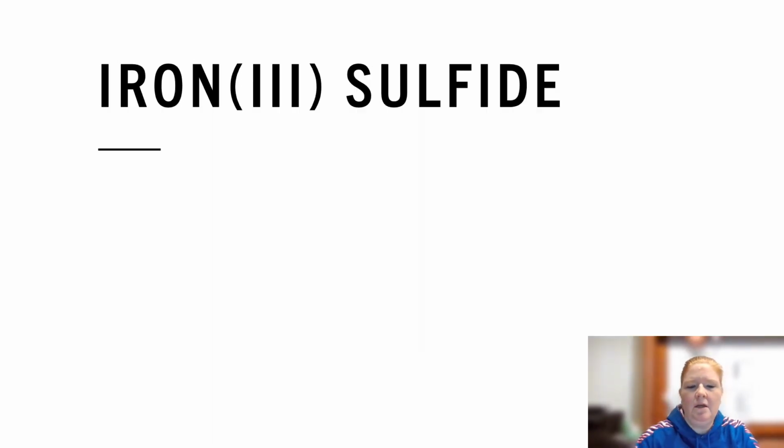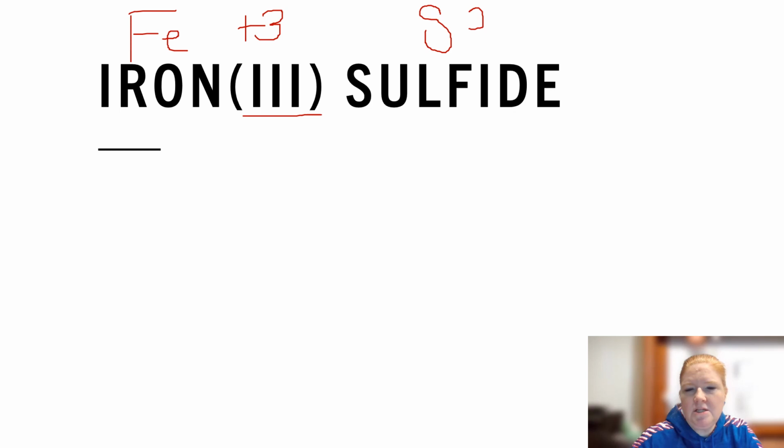So, iron with this Roman numeral, sulfide. This Roman numeral right here is a 3, and because iron, which is Fe, is listed first in the formula, that is a metal. Remember, the positive ion is always listed first, and the negative ion is always listed second. Since iron is a metal, we automatically know this is ionic. And then sulfide comes from sulfur. Now I need to look up the oxidation state, and that's -2.